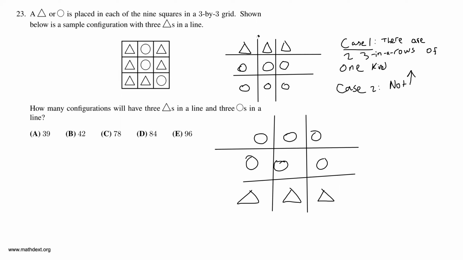So how many ways are there to put 3 in a row, just where all three in a rows are horizontal.